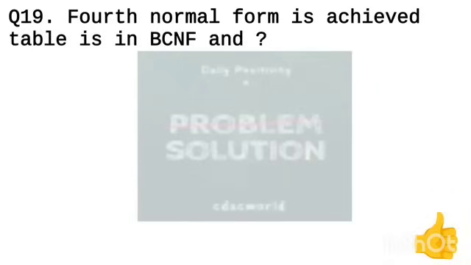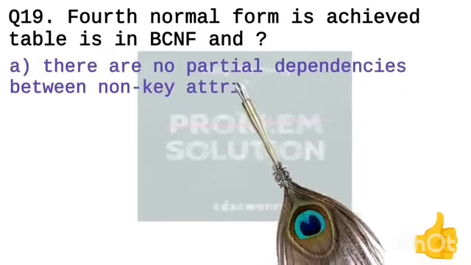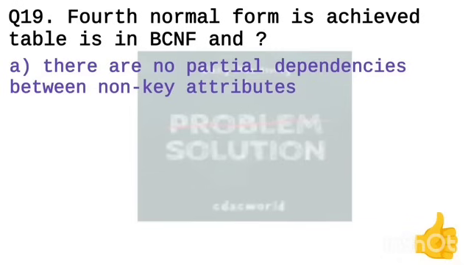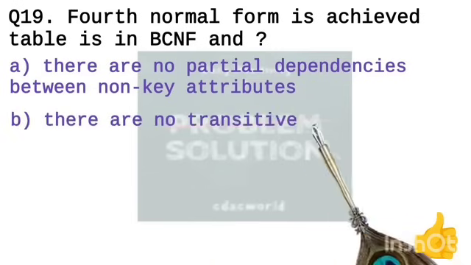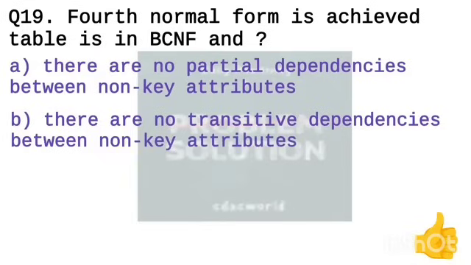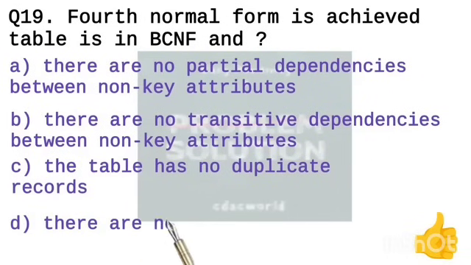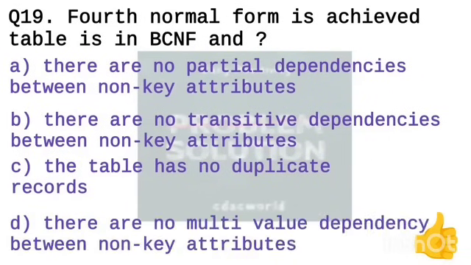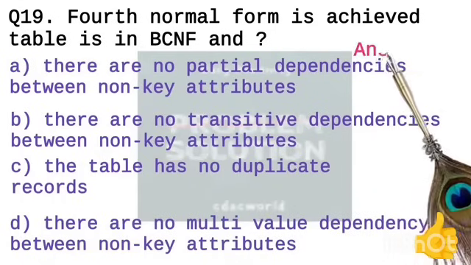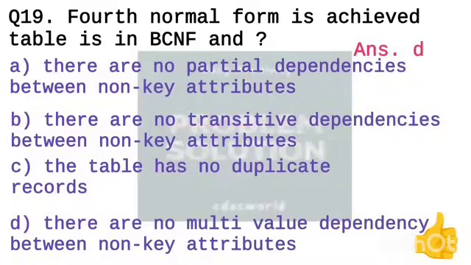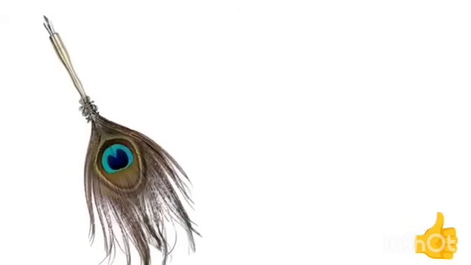Query number 19. Fourth normal form is achieved when a table is in Boyce-Codd normal form and: option A, there are no partial dependencies between non-key attributes. Option B, there are no transitive dependencies between non-key attributes. Option C, the table has no duplicate records. And option D, there are no multi-value dependencies between non-key attributes. And the answer is D, there are no multi-value dependencies between non-key attributes.